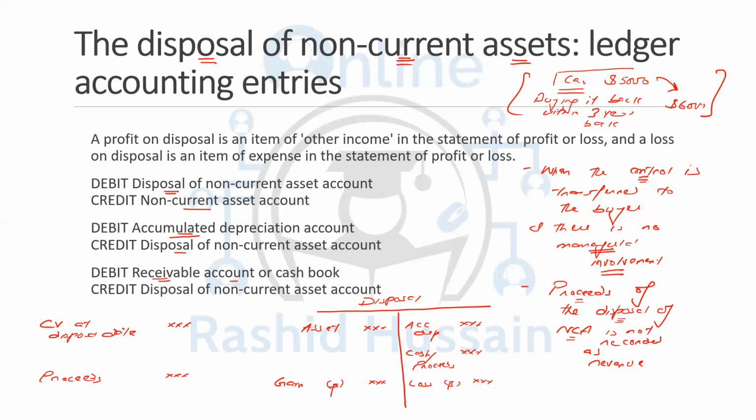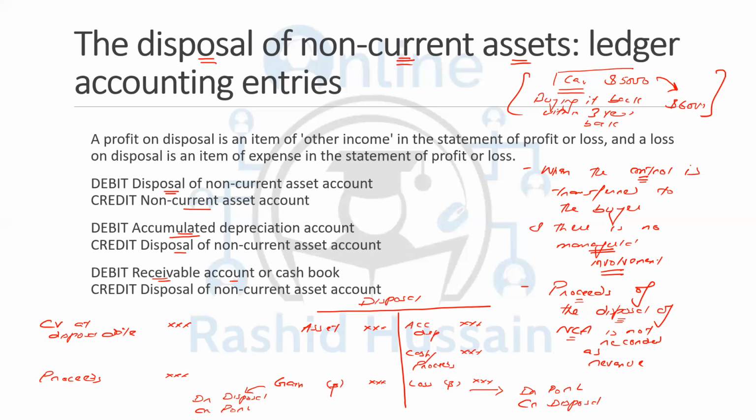That's it. So the double entry to record the gain is actually simply this gain which is being recorded in the disposal account. The double entry is debit disposal account, credit profit or loss. The double entry to record the loss is debit profit or loss, credit disposal account.